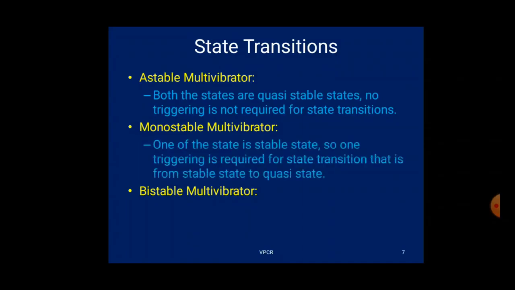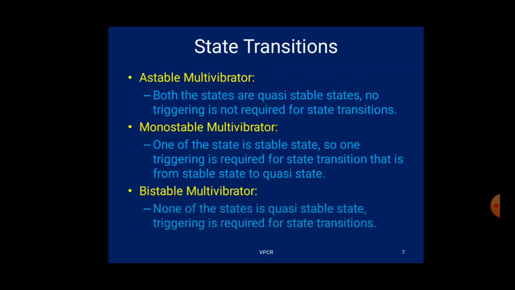Similarly, in monostable multivibrator, one state is quasi stable and one state is stable. Let us say we started with the stable state. Until and unless you give external triggering, it will not move to the other state, which is the quasi stable state. So you need one triggering. If you give one triggering, the state will change from stable to quasi. Obviously, when it enters quasi, after a predetermined time, it will come back to the stable state. Again, if you want the state transition, you need to give triggering. So you need only one triggering.